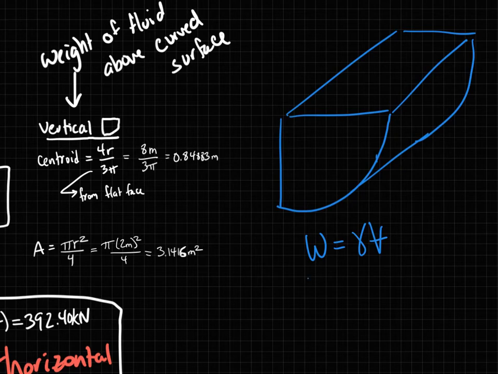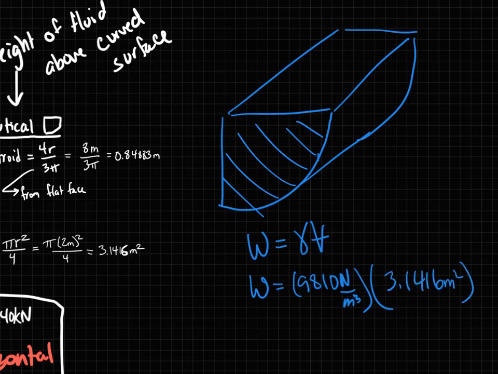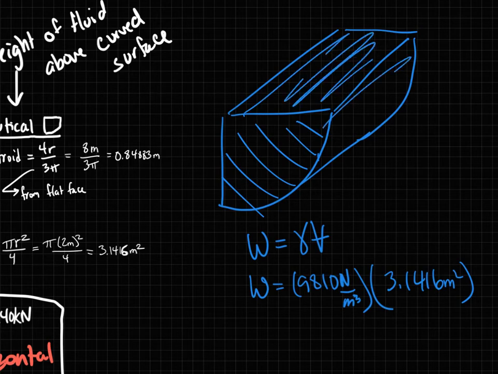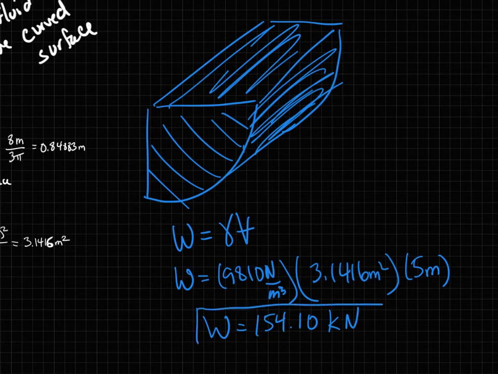So weight equals, well, this is 9810 newtons per meter cubed, cubed, not squared. And what's the volume? We're going to take the area of the front face, which is 3.1416 meters squared, times the width. That's how you find the volume of a prismatic solid. The width in this case is, I believe we said, 5 meters. So the weight equals 154.10 kilonewtons.